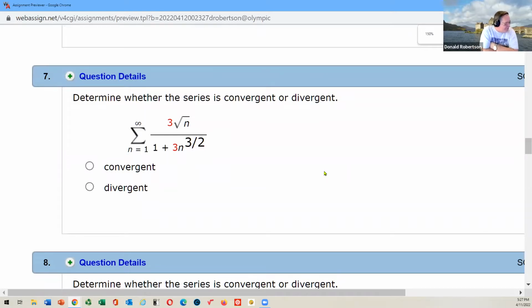Oh, this is a really cool question. I might actually do this one if we have time. It looks horrendous, doesn't it? But think simple before you think hard. Question, is that 3 times the square root of n, or 3 to the power of root n? It's 3 times the square root of n. It's not very clear, but that's what it is. And the one on the bottom is 3 times n to the power of 3 halves. You're not sure because it's kind of disproportionate in size.